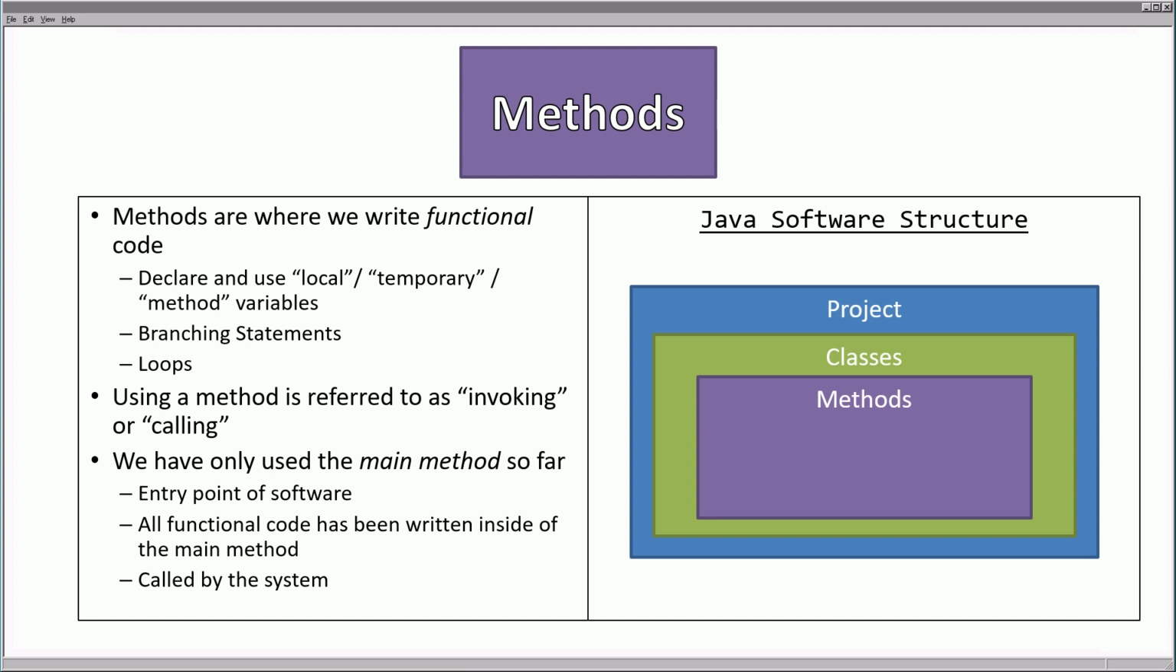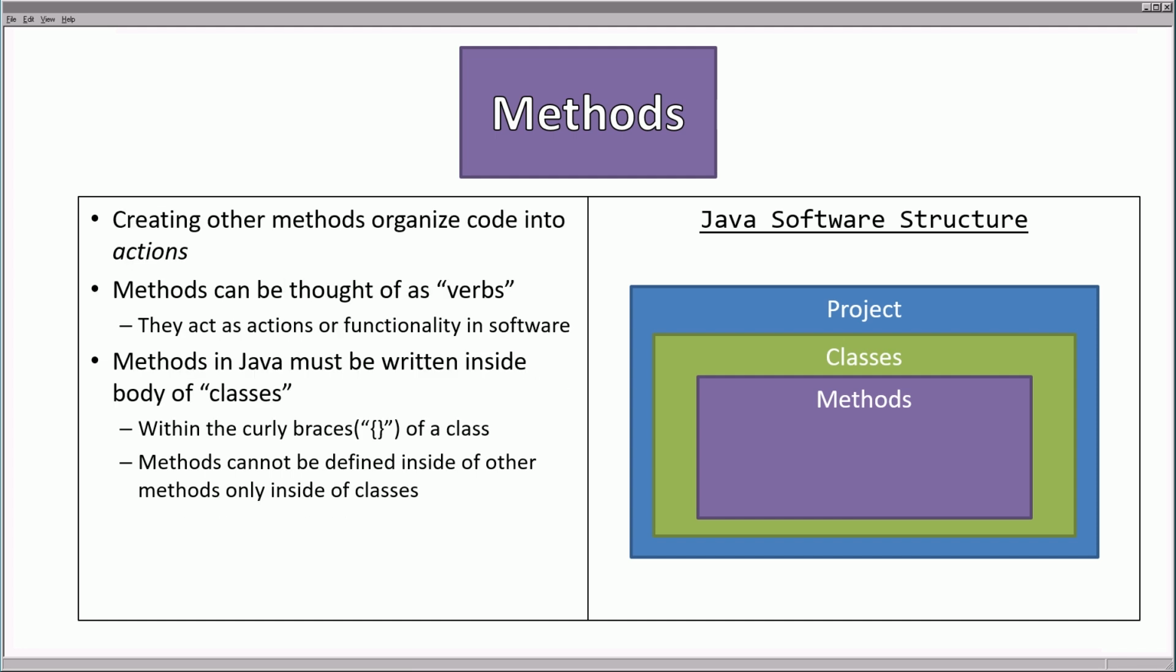And so far, the only method that we've used is the main method. As described before, the main method is the entry point of the software. It is where the CPU knows to start reading the instructions one at a time. All of our functional code has been written inside of that main method, and this method is called by the system. Now what we're going to start doing is creating our own methods to better organize code into actions.